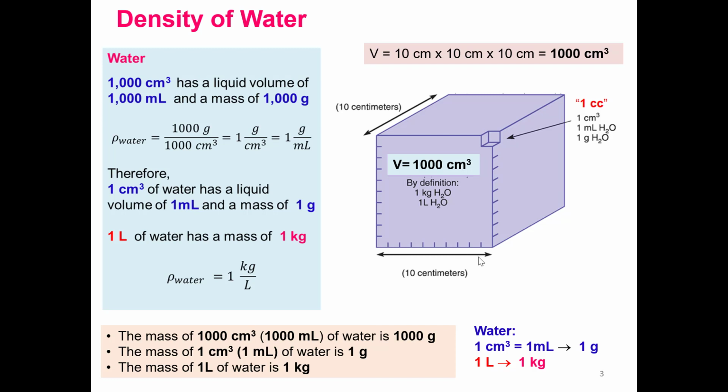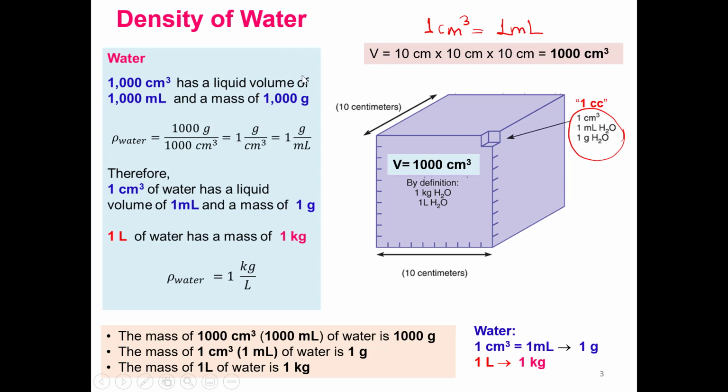If we fill this cube with water, the volume of the water will be 1000 cubic centimeters. One more thing I want you to remember, this is important: 1 cubic centimeter equals 1 milliliter. These two units are the same. This is why if the volume of the water is 1000 cubic centimeters, it's the same as saying the volume of water is 1,000 milliliters. If we were able to measure the mass of this water, we would find that the mass is 1,000 grams.